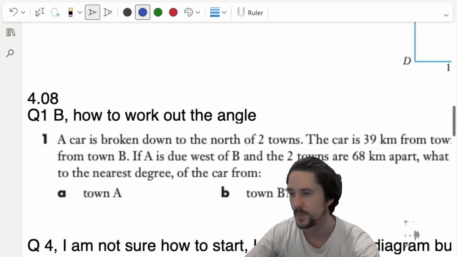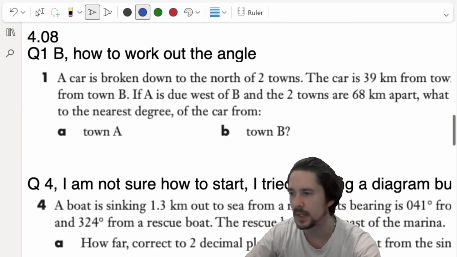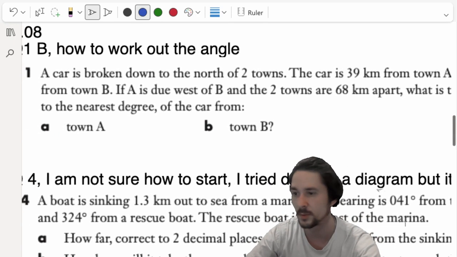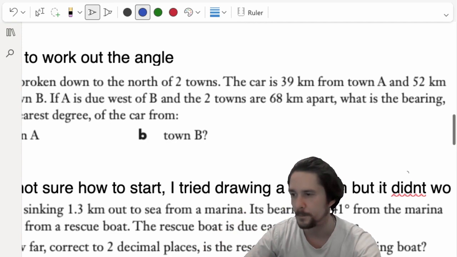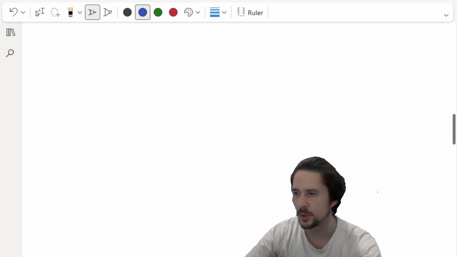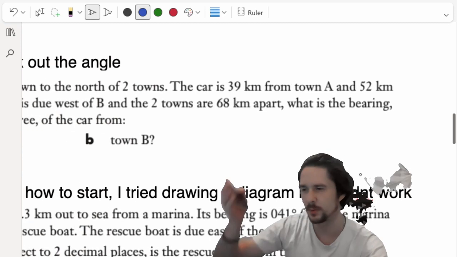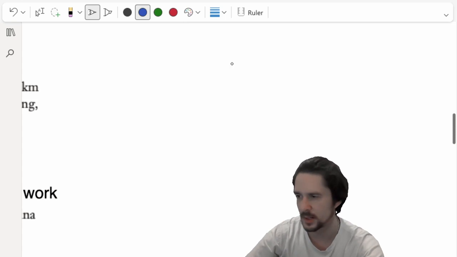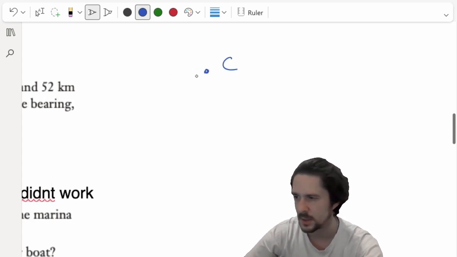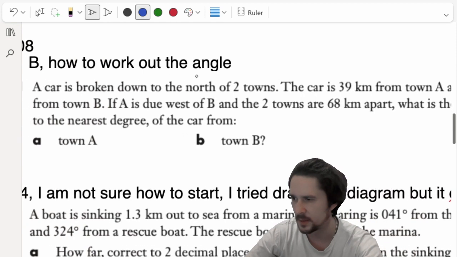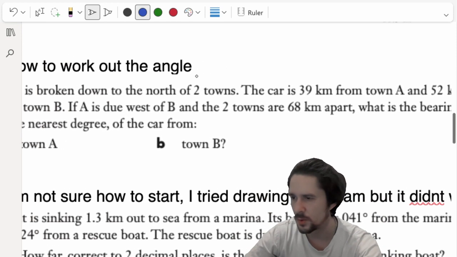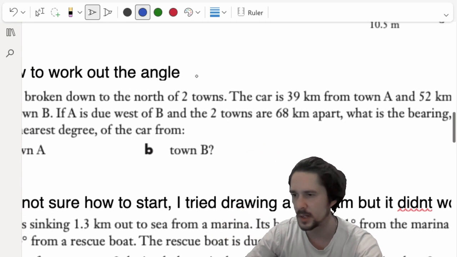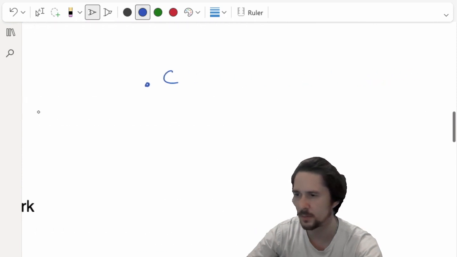Moving onwards. So how to work out the angle in part B. So I'm going to have to draw a diagram for this. Let's see, a car is broken down to the north of two towns. Okay, so it's not due north of both towns, because that would mean that they were lined up. Let me see if I can draw a diagram here. So here's our car, and we know that it's roughly north, right? And so we know it's 39 k's from town A and 52 k's from town B.